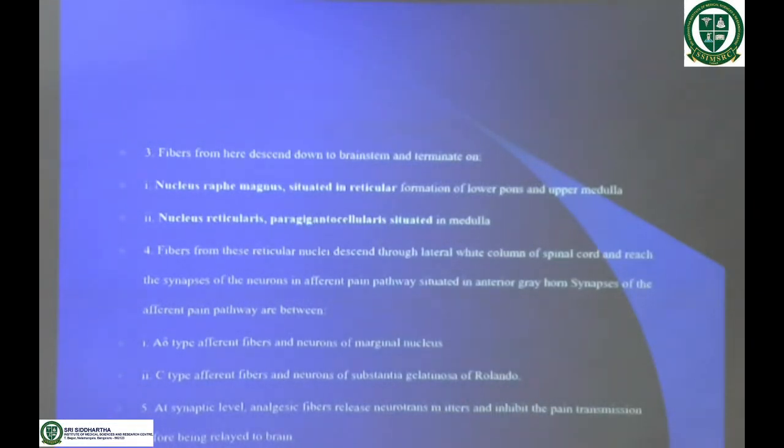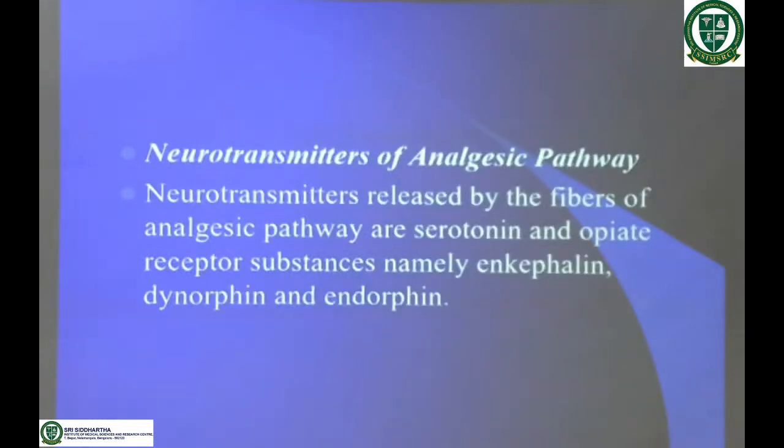So, which are the neurotransmitters for this analgesic pathway? The neurotransmitters released by the fibers of the analgesic pathway are serotonin and opiate receptor substances, namely enkephalin, dynorphin and endorphins. So serotonin, enkephalin, dynorphin and endorphin are the neurotransmitters for the analgesic pathway.